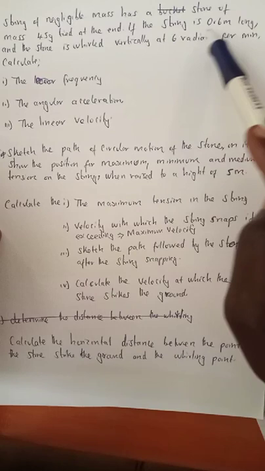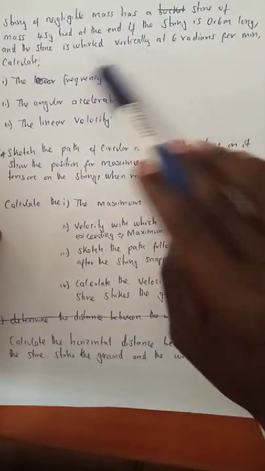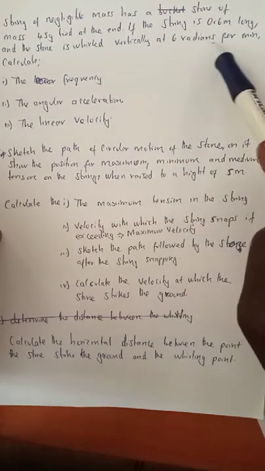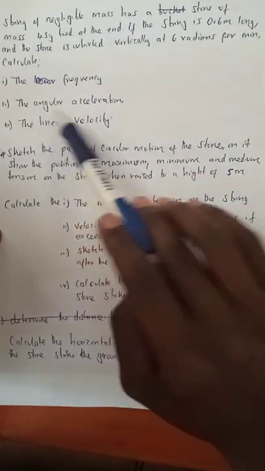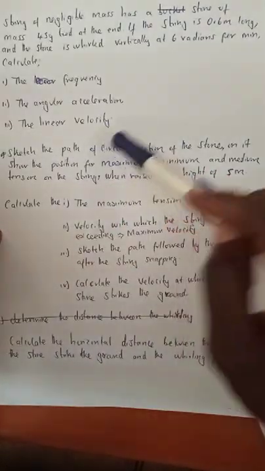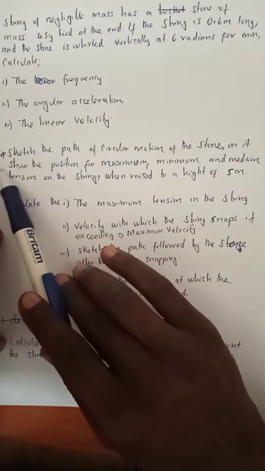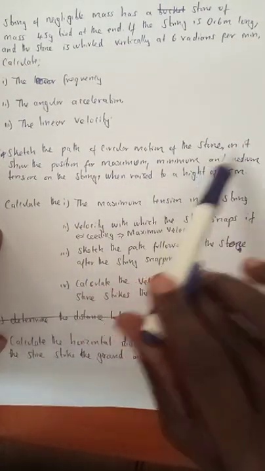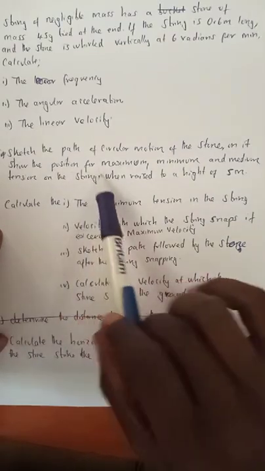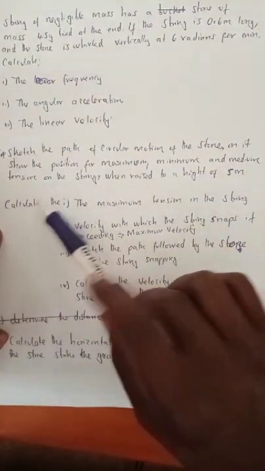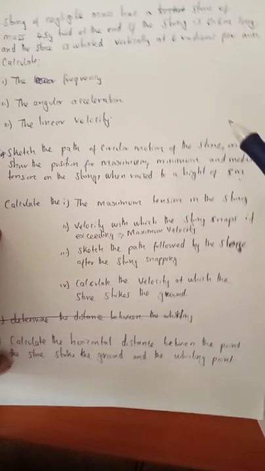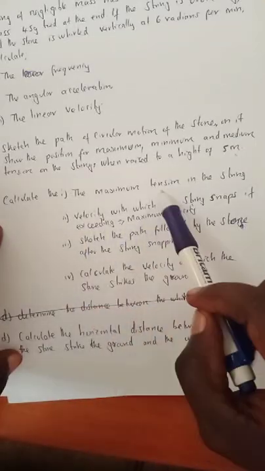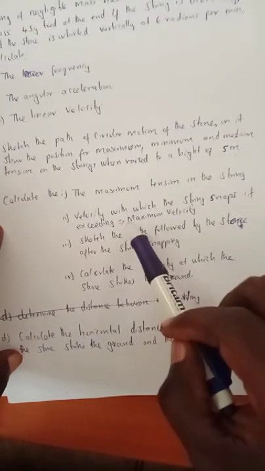So the first part: a string of negligible mass has a stone of mass 45 grams tied at the end. If the string is 0.6 meters long and the stone is whirled vertically at 6 radians per minute, calculate part 1, the frequency, part 2, the angular acceleration, part 3, the linear velocity. Then part B, sketch the path of the circular motion of the stone. On it, show the position of maximum, minimum, and medium tension on the string when raised at a height of 5 meters.